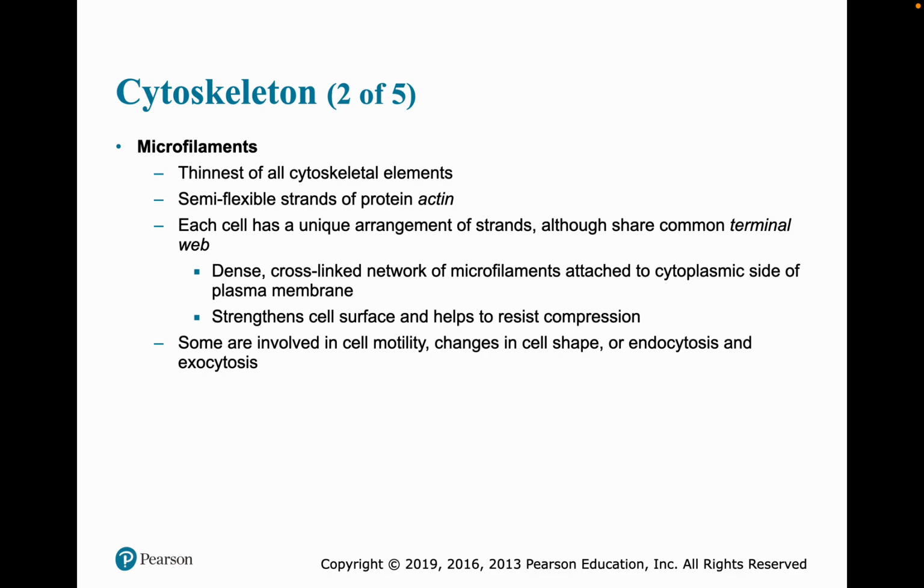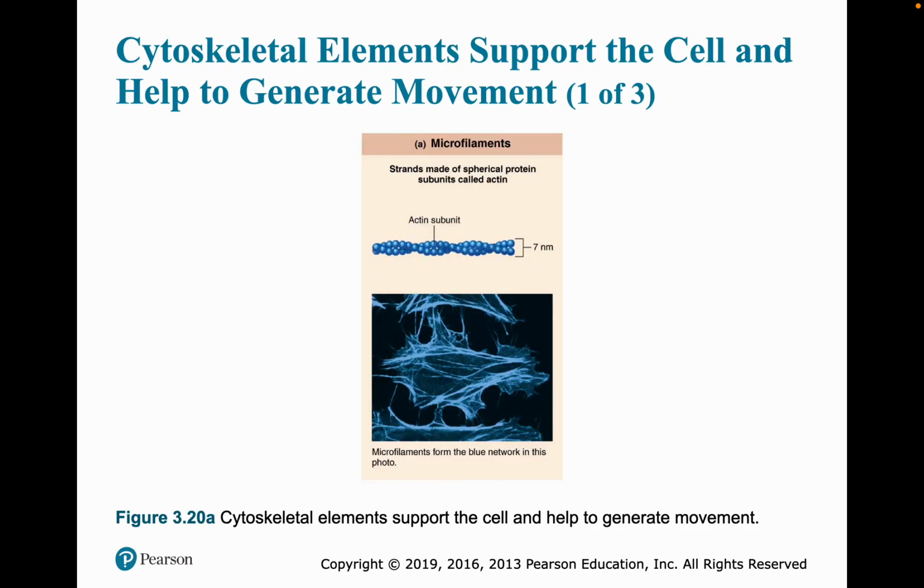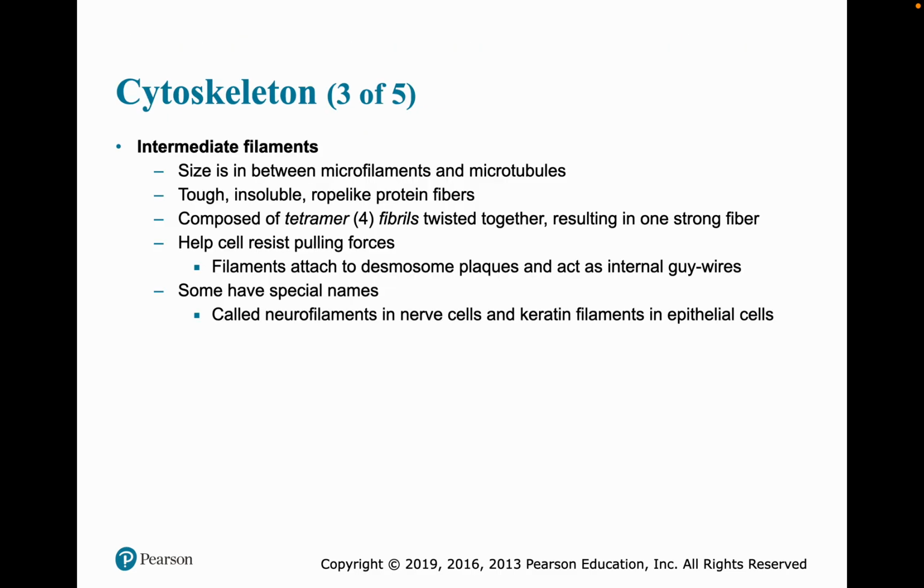Each cell has its own unique arrangement of those strands, and they share what's known as a terminal web, which is a dense cross-linked network of microfilaments attached to the cytoplasmic side of the plasma membrane, which strengthens the cell and helps it to resist compression. Some are involved in cell motility, changes in cell shape, endo and exocytosis. Here's a cell stained for microfilaments.